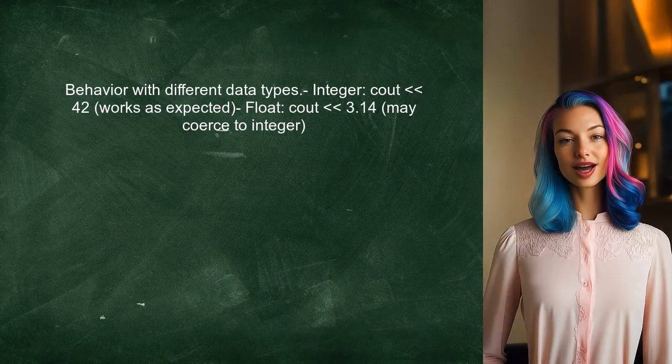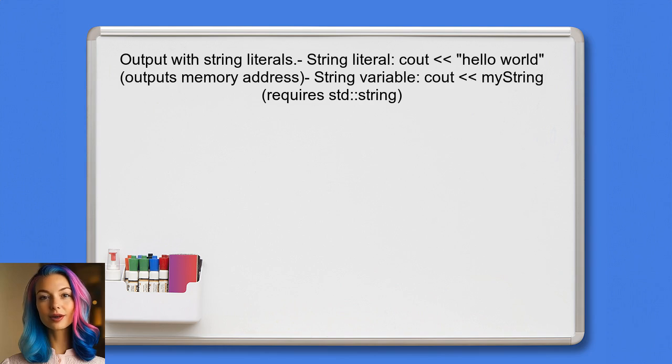Now, let's address the user's observation about different data types. When the user inputs an integer, cout.operator works as expected, but when a float is provided, it may be coerced to an integer, which can lead to unexpected results. The user also mentioned that when passing a string literal, it outputs what appears to be a memory address. This happens because string literals are treated as pointers, not as string objects.